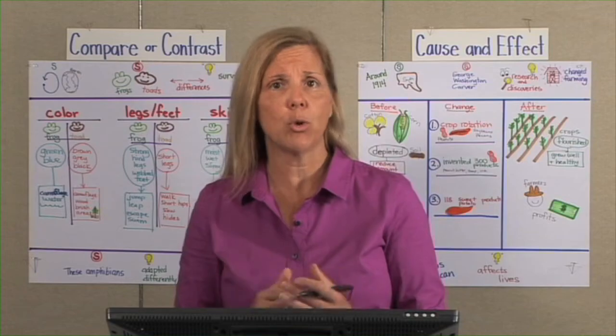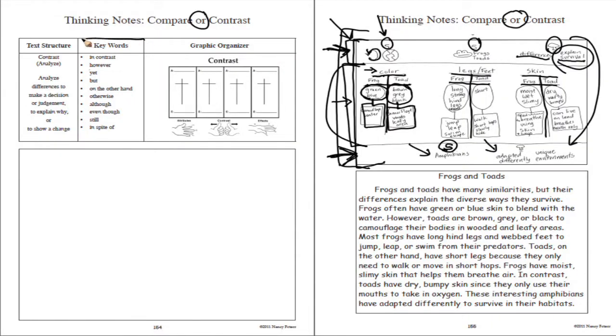These are your signpost words. Notice on page 154, I have these listed out, and these could be words like in contrast, however, yet, but, on the other hand, otherwise, although, even though, still, in spite of. As you're rehearsing your paper, if you need to use any of these signpost words, I suggest you have these words listed out on a piece of chart paper right next to the organizer so that the students can see the different signpost words and utilize them as they orally rehearse this information.